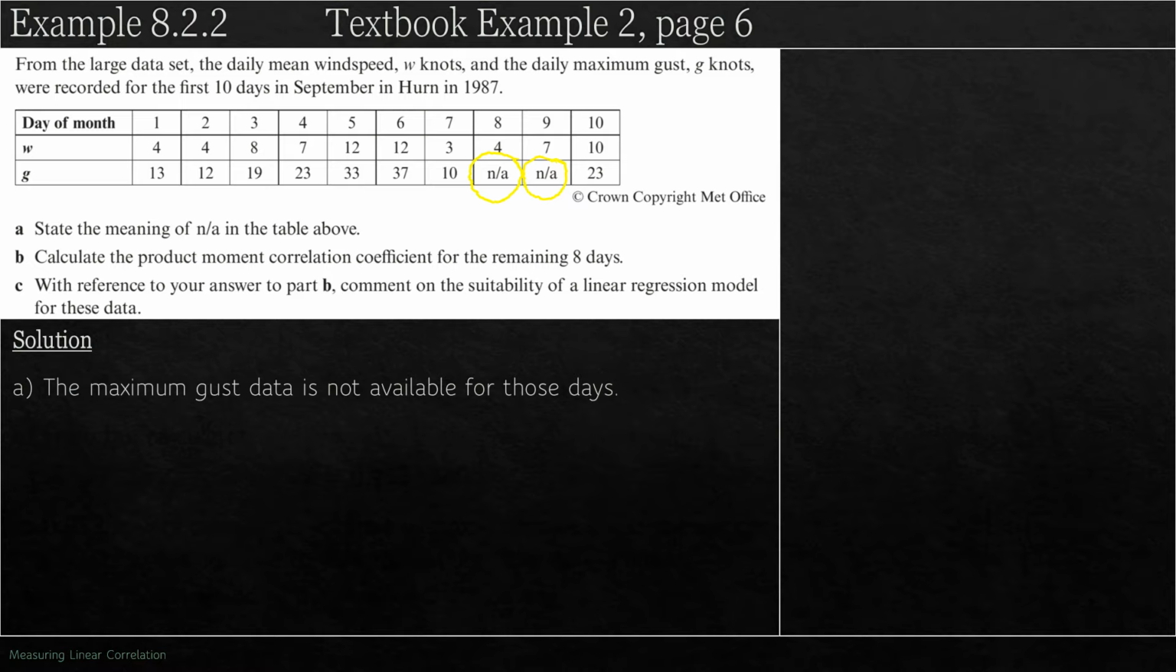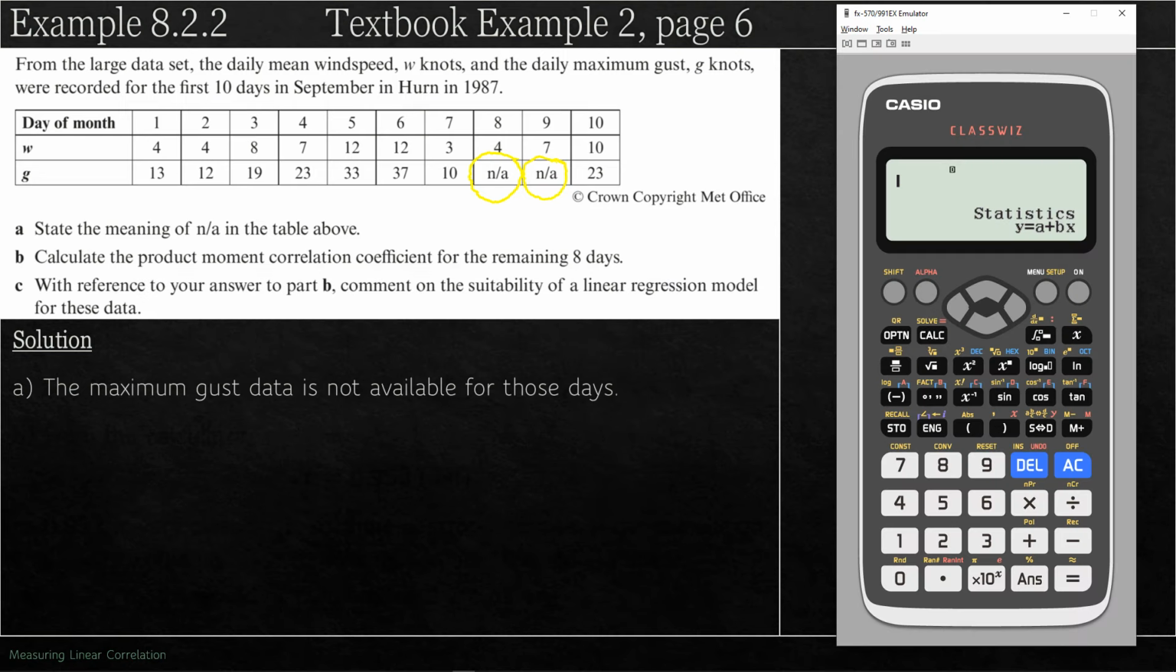In part B, calculate the product moment correlation coefficient for the remaining 8 days. Of course, we can't do it for all 10 days because we've got missing data. So we need to ignore the data for days 8 and 9 because it's incomplete and focus on the rest of the days. So to the calculator, if you're not already in statistics linear mode, then you'll find that by going to menu, number 6, and then choosing option 2, y equals a plus bx, which represents linear correlation.